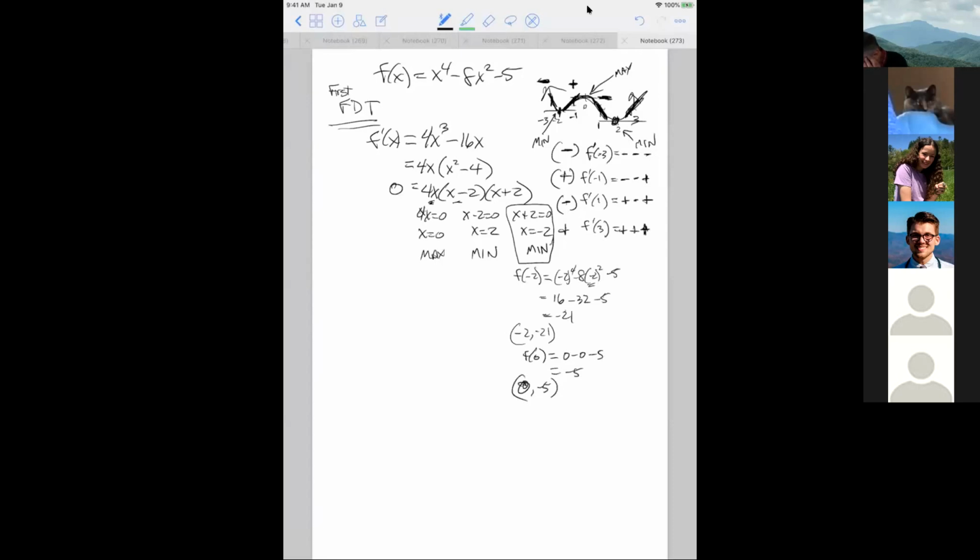Okay, and the third one, we plug in +2 is where that minimum occurred. So f of 2 is equal to 2 to the 4th minus 8 times 2 to the 2nd minus 5, which equals 16 minus 32 minus 5. I get -21 again, don't I? You can tell it's an even function. So you get the same exact value if you plug in +2 or -2. So the other point is going to be +2, -21.